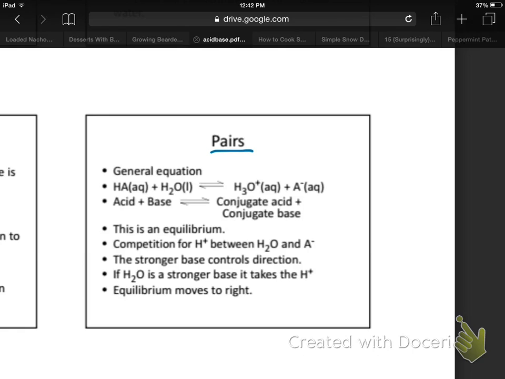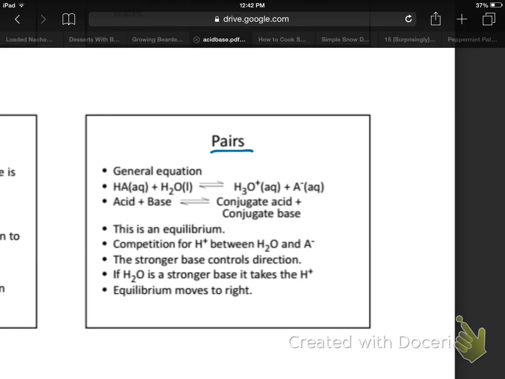So I have here a general equation. We have HA, which is what we use to signify an acid. And then we have our base. The acid is going to donate the proton to the base, and you end up with your conjugate acid and your conjugate base, just like in the example I showed you. Now, this is an equilibrium. There is competition for that hydrogen. It goes back and forth, in both the forward and reverse direction.